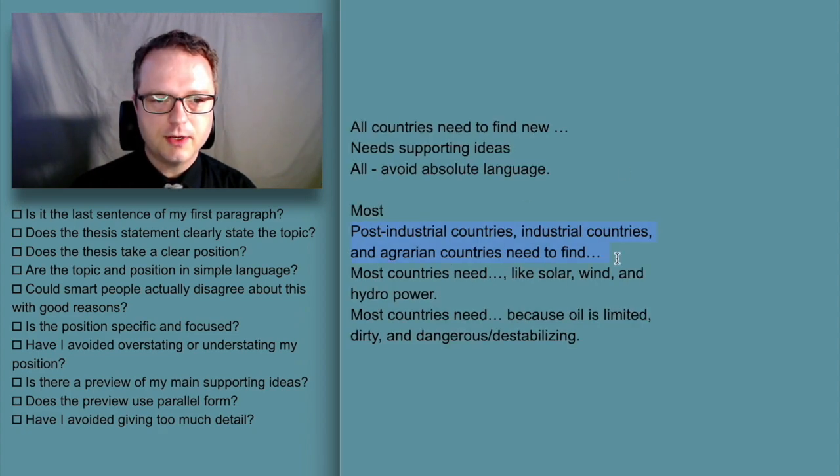Another way we could do it is we could talk about the different energy sources available, right? So most countries need to find new energy sources like solar, wind, and hydropower. So now, instead of talking about different types of economies and what different types of economies need to do, we're going to talk about maybe the advantages or disadvantages of different green energy types.